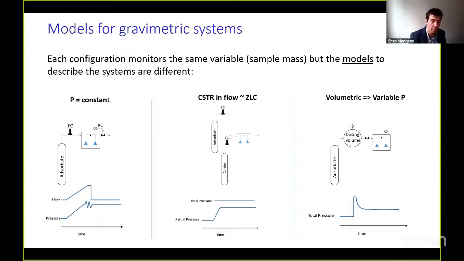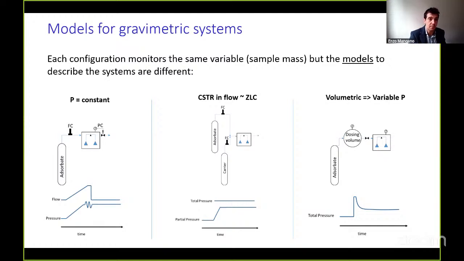So in this case, it is more similar to a zero-length column, where the main difference with the zero-length column is that now the monitored variable is directly the amount adsorbed via the weight of the sample. Obviously, I won't go into the details of this. All the recommendations that apply to flow systems will be covered by Stefan in the next webinar.